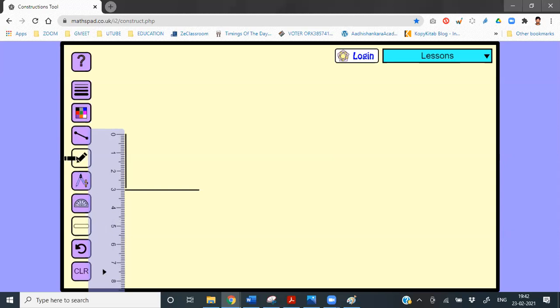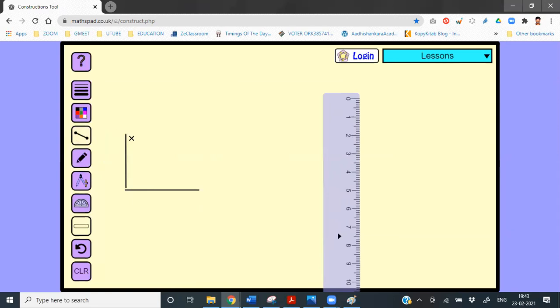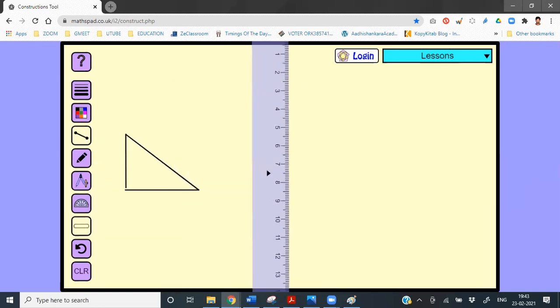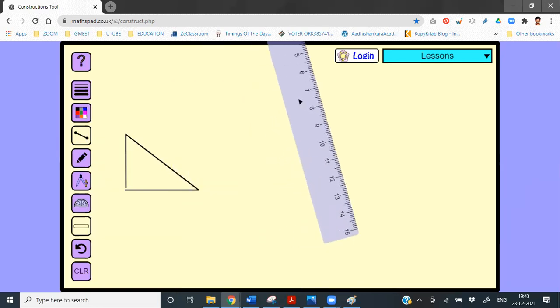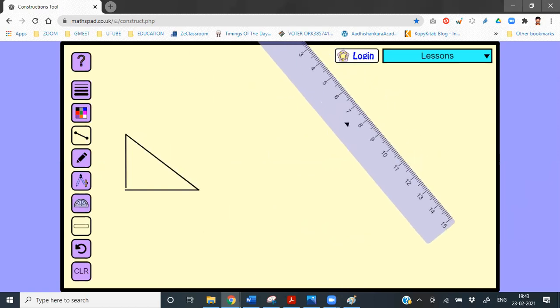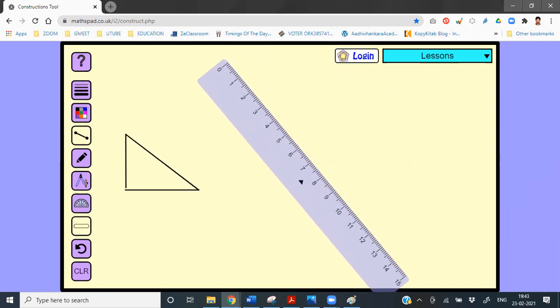Guys, if I join this line now, from here to here, can anyone tell me what that length would be? It should be, guys, you can see that. Without measuring with the scale, does anyone know that? What is the answer?